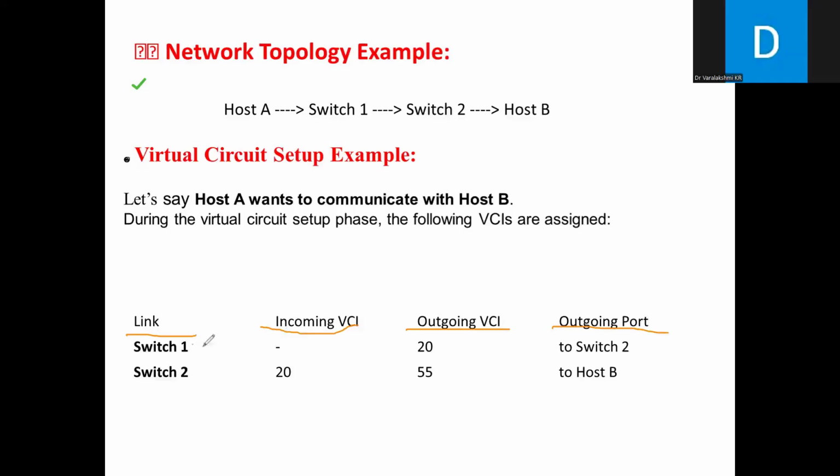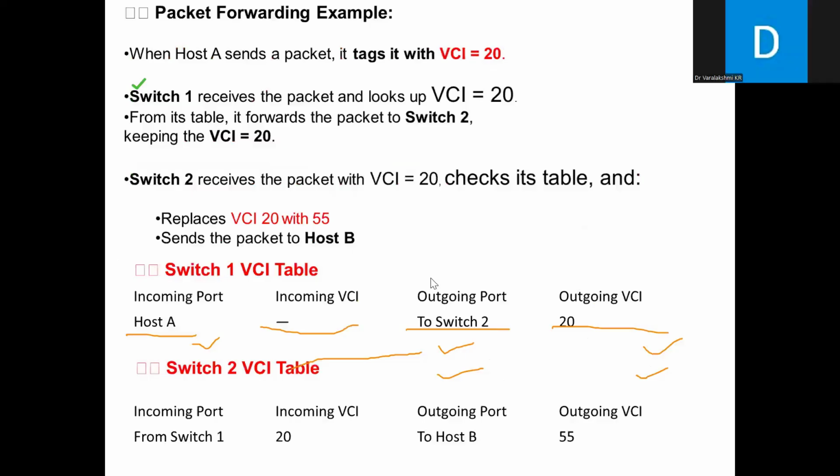Let's start with the first switch, switch 1. This will be manually set up by the network administrator. The number 20 is the outgoing VCI for switch 1. Where should it go? To switch 2. So 20 is outgoing for switch 1, and the outgoing of switch 1 is the incoming to switch 2, since it is connected. The outgoing is 55, where it has to go to host B.